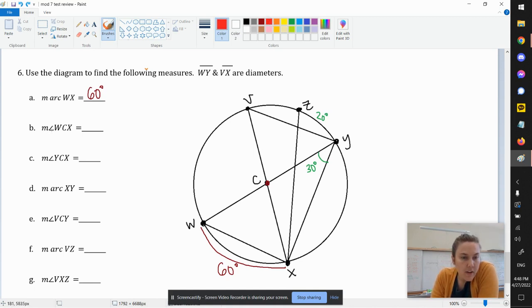For measure of angle WCX, let's find where that is. WCX, we want to know this angle now. This is also sharing a start and a stop point with this arc 60. But instead of being an inscribed angle where it goes back to the side of the circle, this one goes to the center of the circle and is a central angle, which means it's the same as this arc.